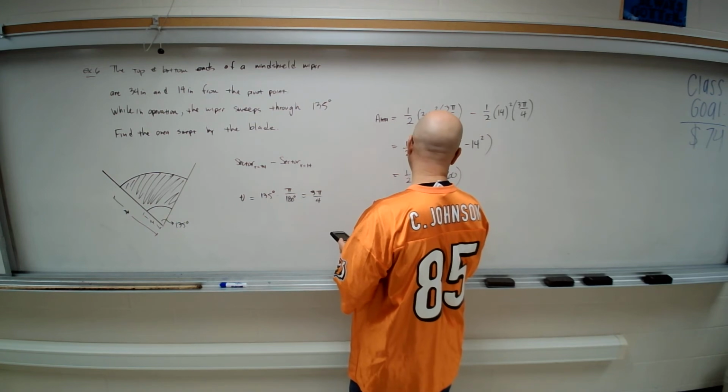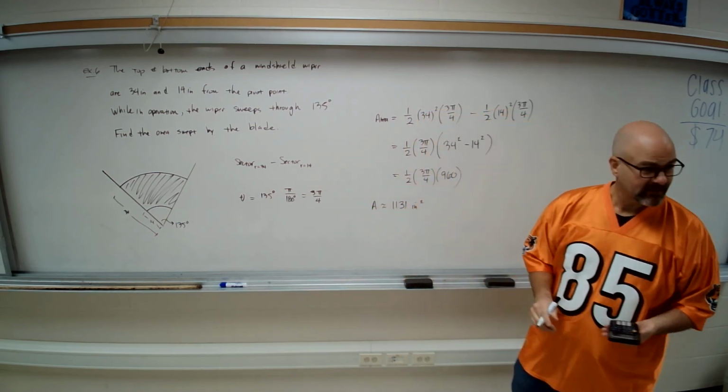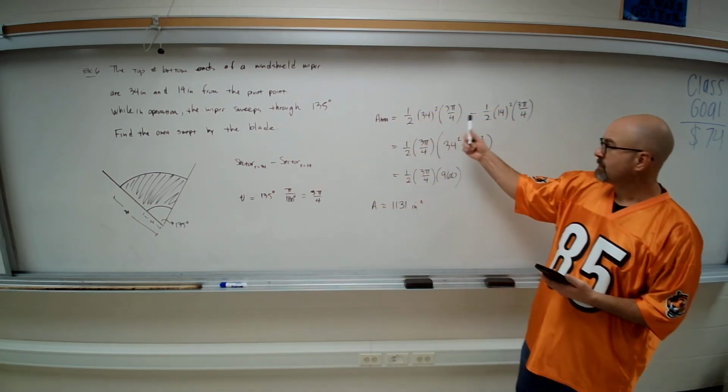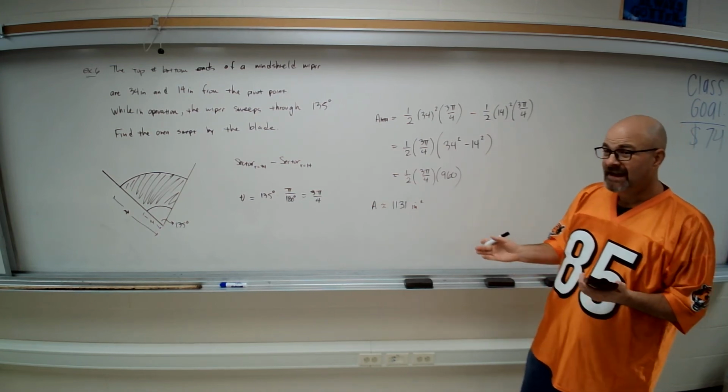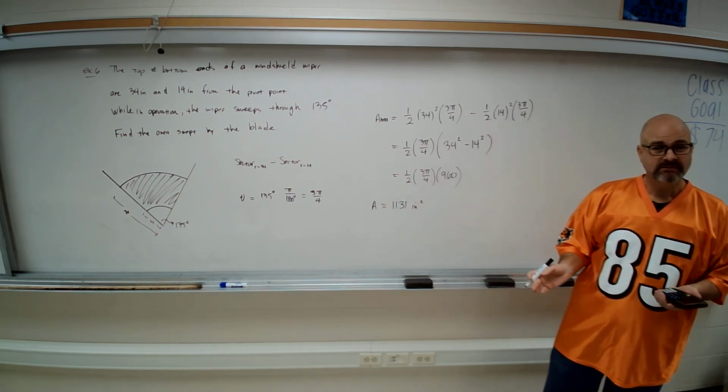And that would be square inches, correct? Because it was a square inch minus a square inch, so we're left with the square inch. Any questions with that? Okay.